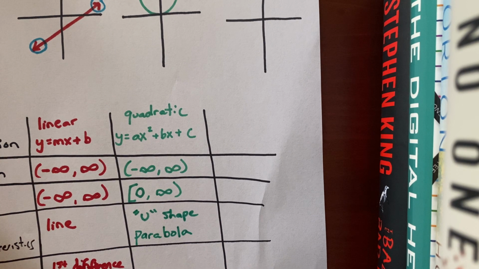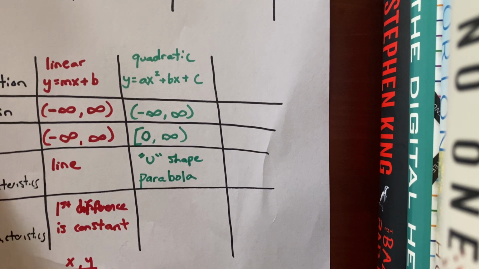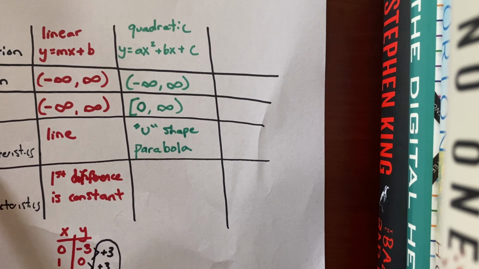It is a parabola shape. It is that U shape. All right, table characteristics. This one starts getting a little bit tricky, so make sure you guys focus on this part.